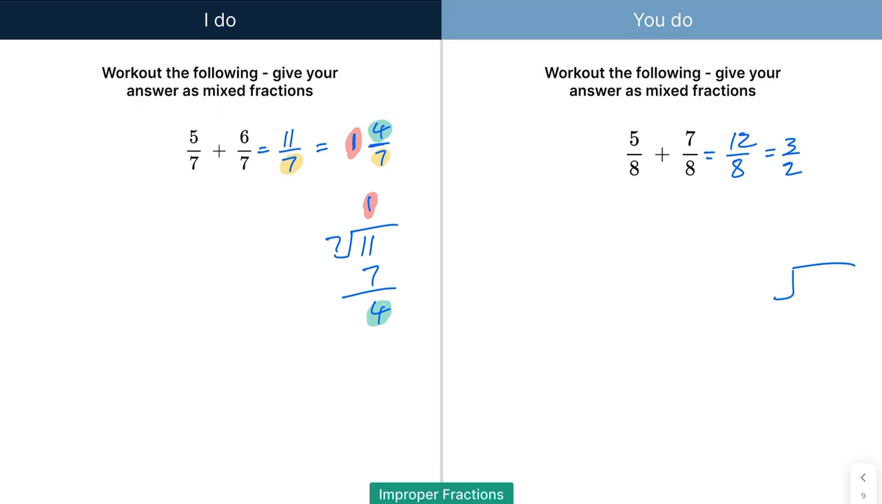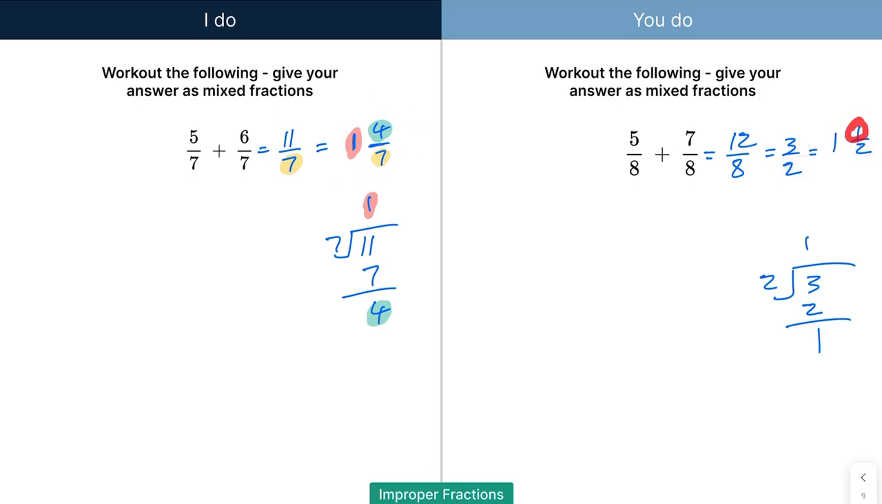And now if I write that using the bus stop method, 2 goes into 3 one time with a remainder of 1. So that then means I'm left with 1 and 1 over 2. And again, you can look at the colors to see where that came from. So the 2 stays at the bottom just like it was there.